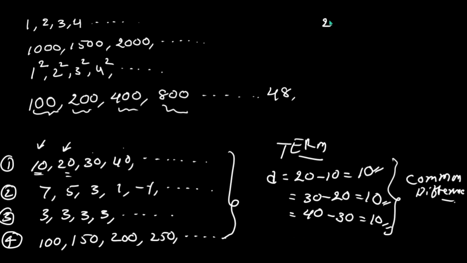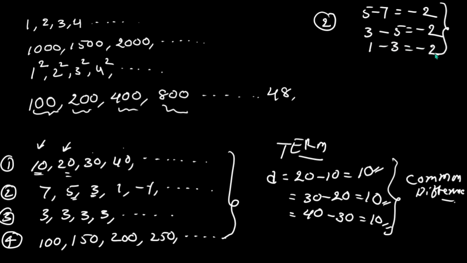Okay. I am writing the series 2. If you subtract the first term from the second term, that is 5 minus 7, which is equal to minus 2, right? Similarly, third term minus second term: 3 minus 5 is equal to minus 2. Similarly, fourth term minus third term, that is 1 minus 3, is equal to minus 2. So here also we are just subtracting a number, minus 2, and then we are getting the next number.